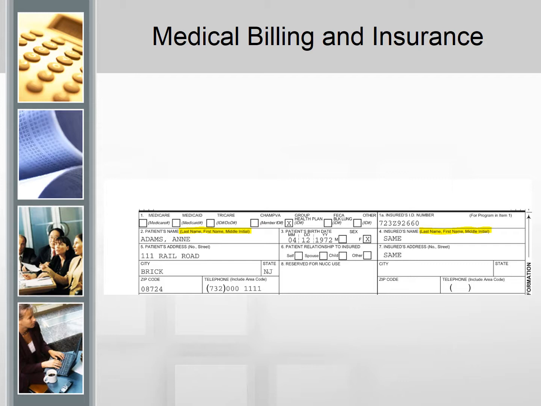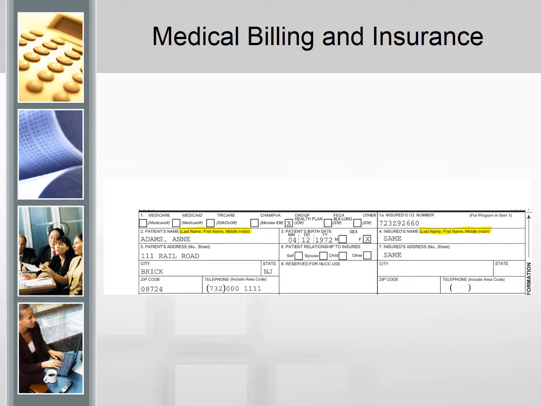In block 6, the self box should be X. This is actually an error on the completed claim form where that was omitted. So there should be an X in that self box to indicate again that the patient is also the policyholder for the primary insurance.